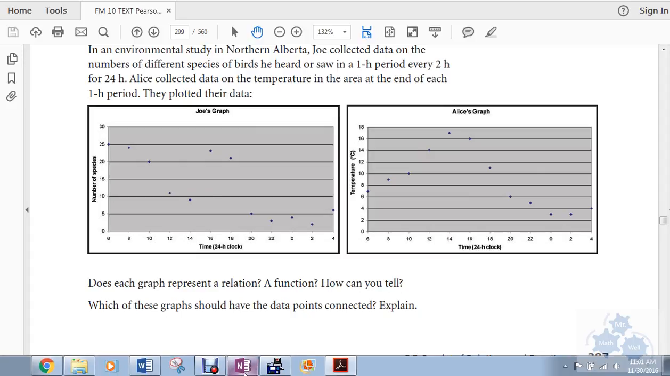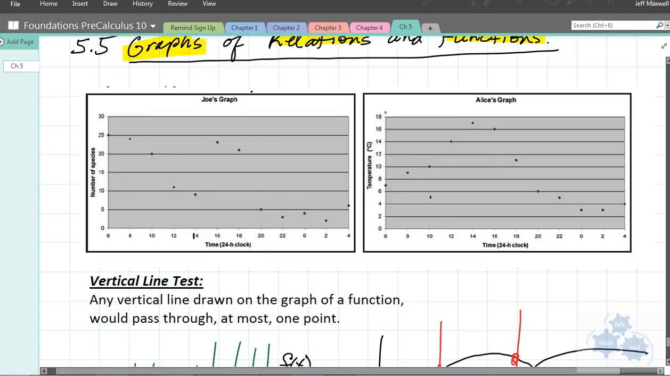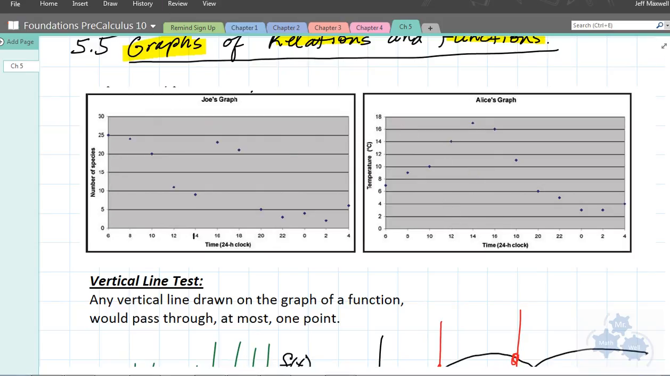Okay, you're saying Alice's graph should have the data points connected. So why would you say that? What's your thought process there?